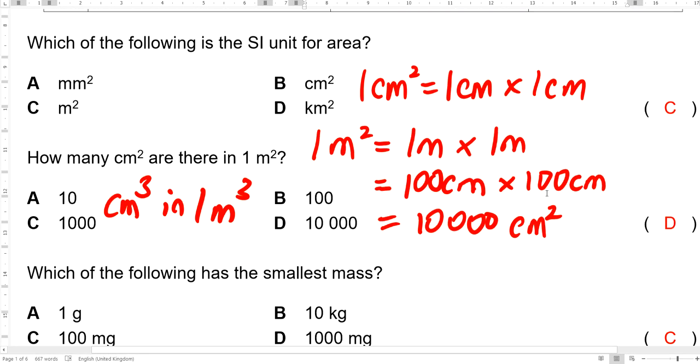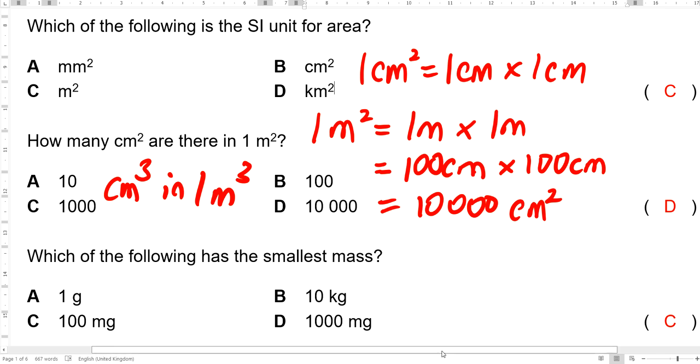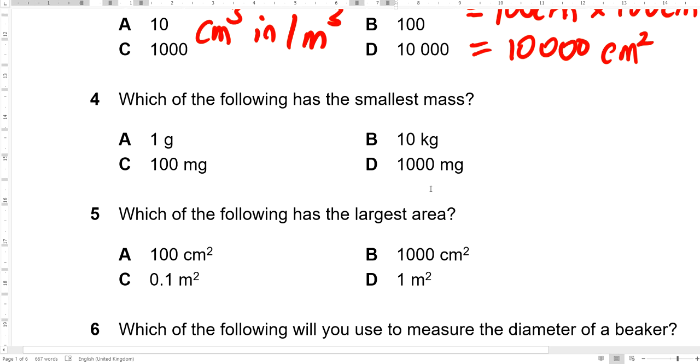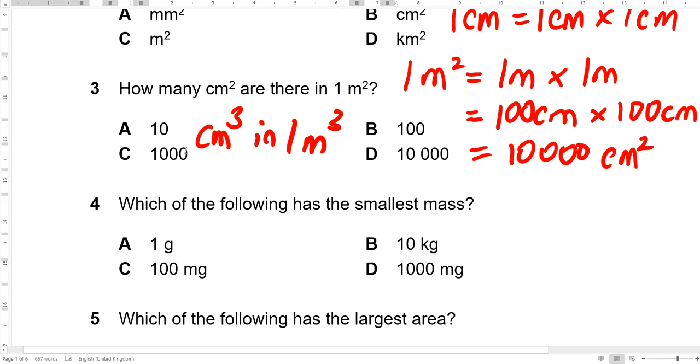10,000. Okay. Which one has the smallest mass? Okay, how do we decide? What exactly is mg? What does the m over there stand for? Meters? Milli. The m stands for milli. What exactly is a milli then? Okay, how much smaller? 10 times. Okay, this milli over here simply means 1 over 1,000. Just like a millimeter, 1 over 1,000 of a meter. So milli over here, the little m, is simply 1 over 1,000.